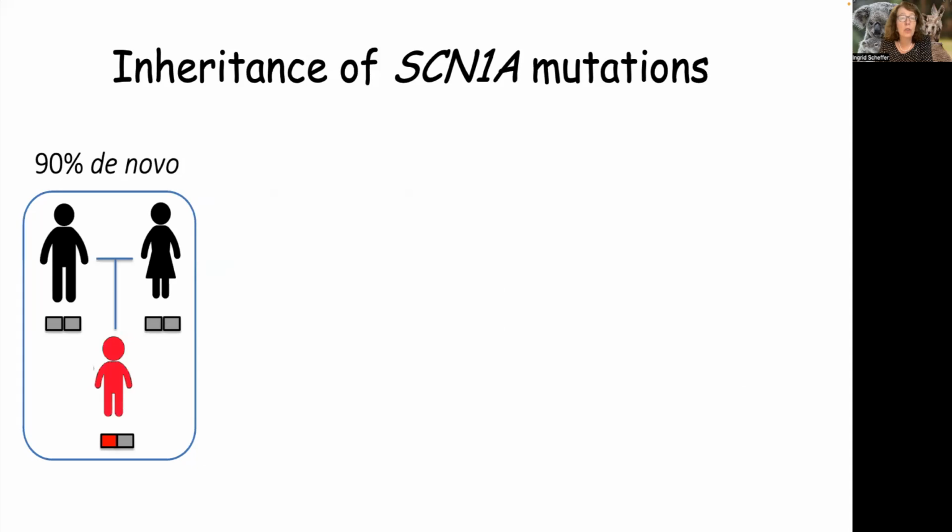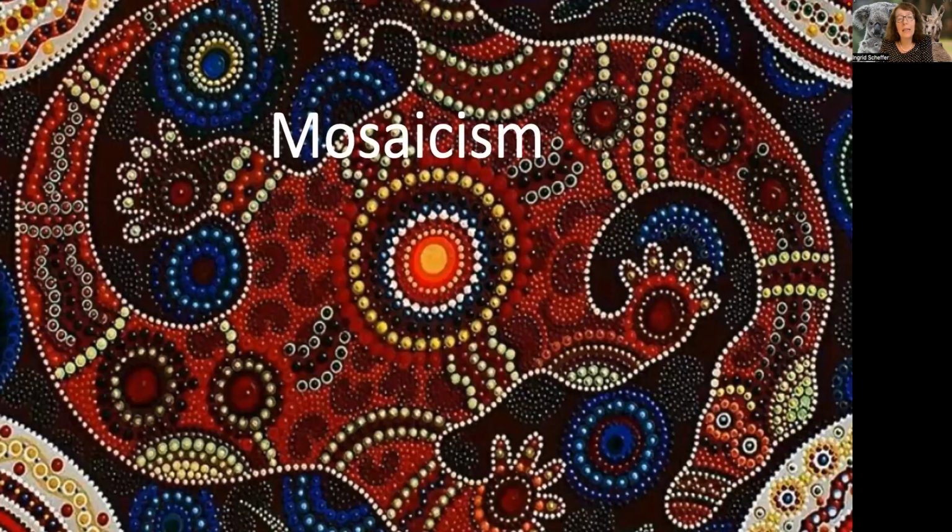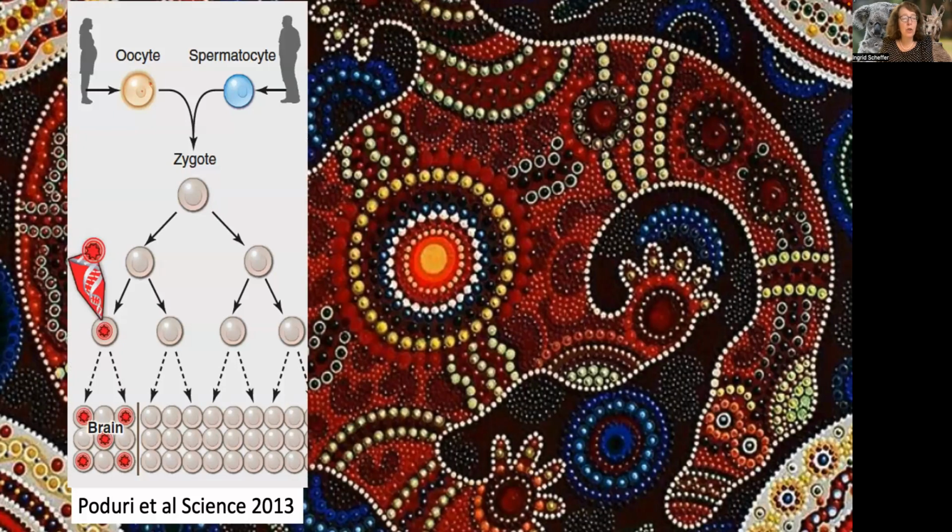I wanted to turn now to the inheritance of SCN1A mutations. 90% of patients have a de novo pathogenic variant, which is present in the child and not present in the mother or father. There are, however, a lot of patients who may have mosaicism. And mosaicism is illustrated beautifully by this Australian Aboriginal Indigenous artwork of a lizard, where you see different types of cells in an individual.